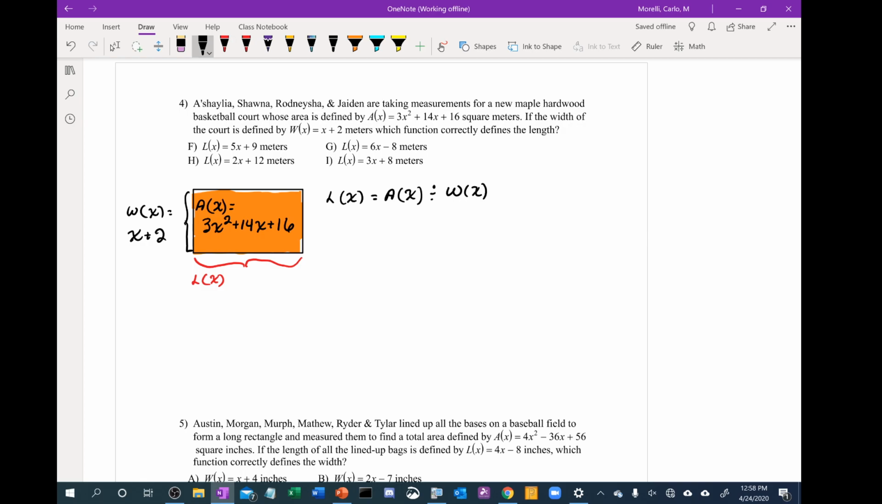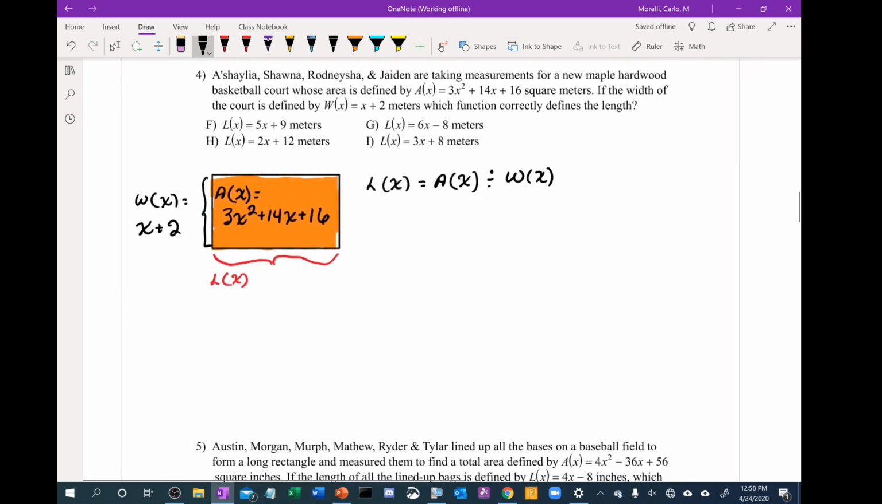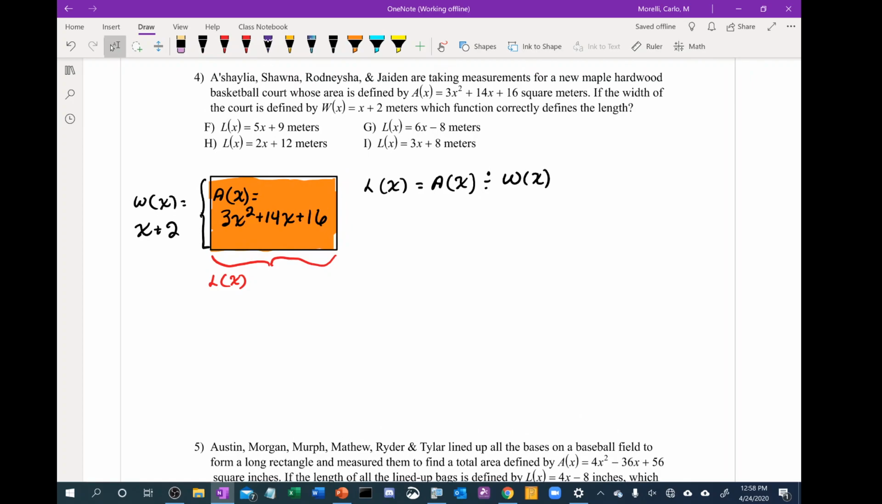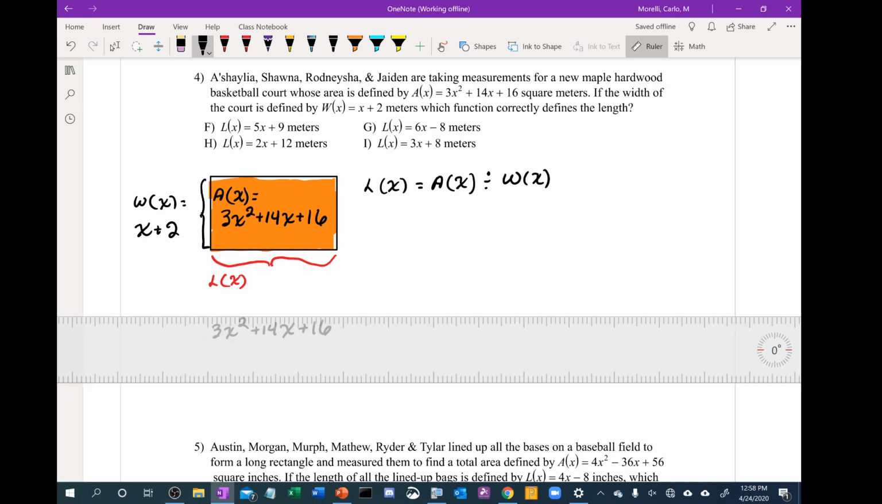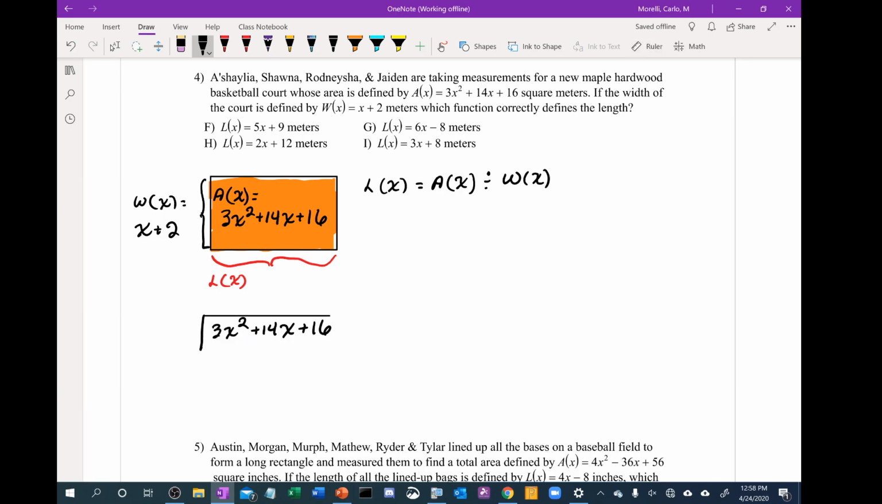So let's come down here and write out 3x squared plus 14x plus 16. Get our ruler going. Division bar. The divisor is the width, which is x plus 2. And now we get started.